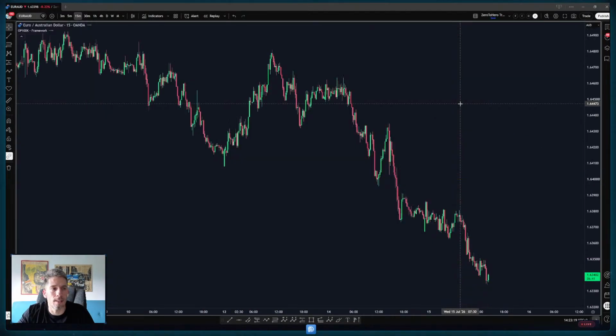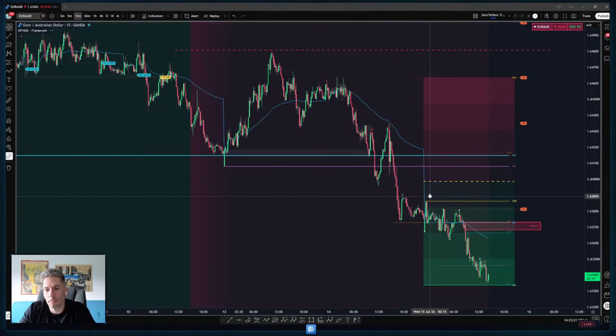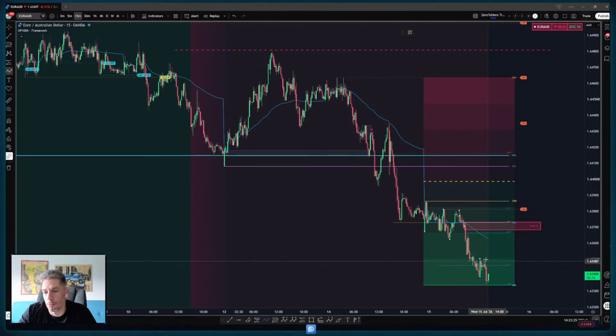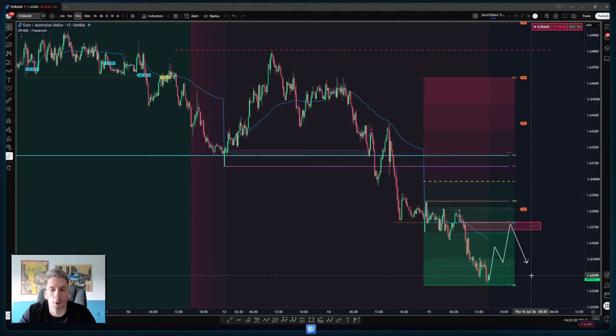So let's see Euro Aussie. Similar story. We are bearish. The trend is down. I would love to see how the market will react from 163.70, this bearish order block, and from there try to pick up some short plays towards the new lows.